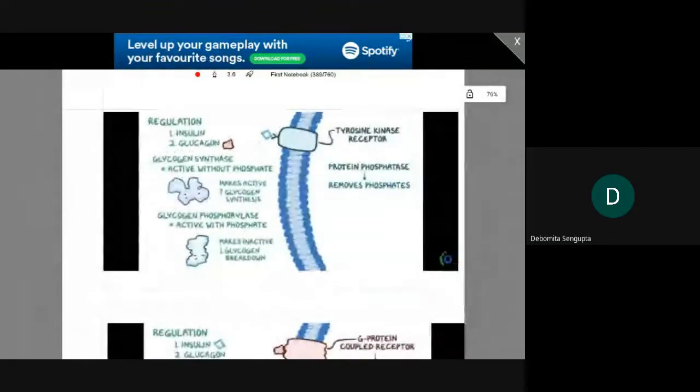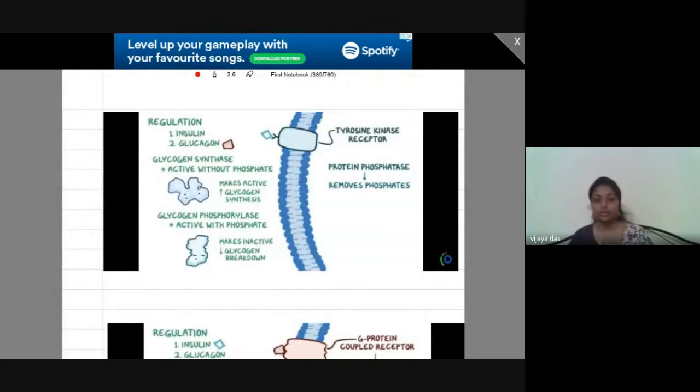But both the processes cannot occur simultaneously, because when insulin is there, then glucagon concentration is less in the blood, right? When glucagon is high, then insulin is less. Okay, yes.